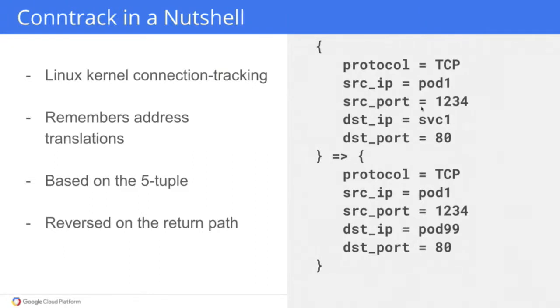In the example on the right, on top you see the original request is sent from port 1 to service 1, and the destination got translated to port 99. This happens when the request gets to a cluster IP, and the cluster IP load balances it to one of the backend pods.